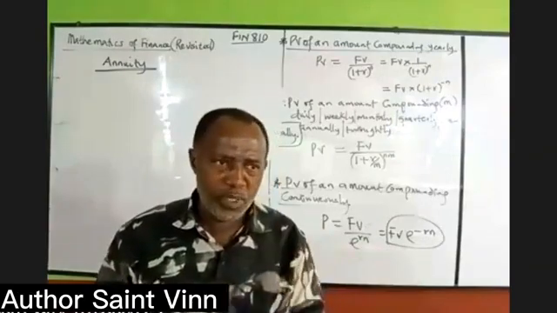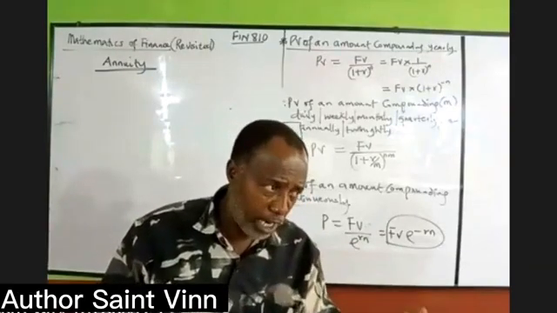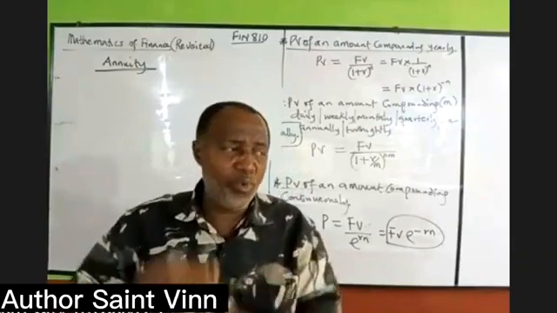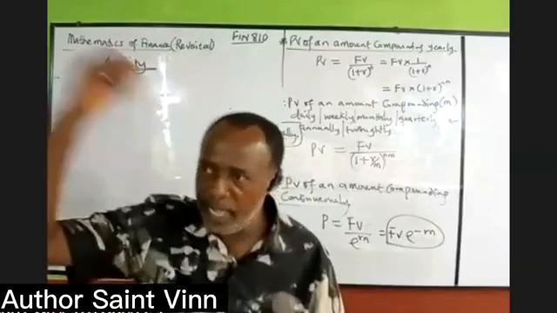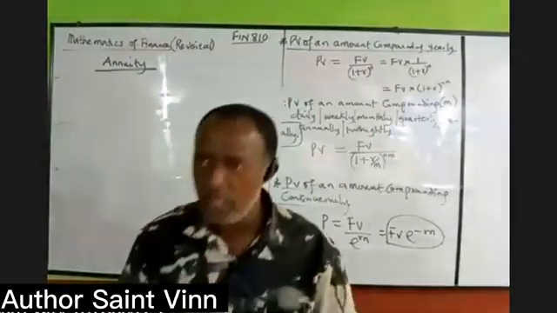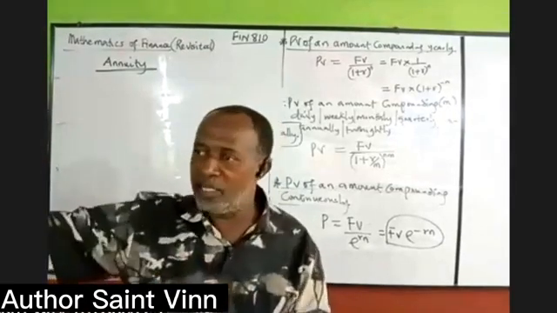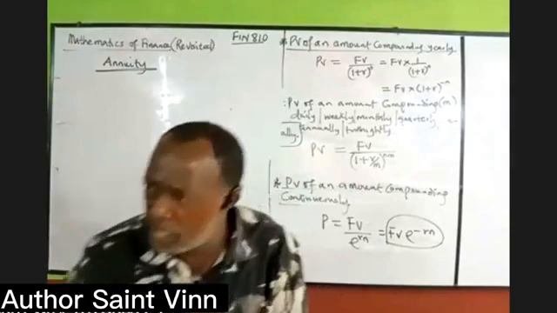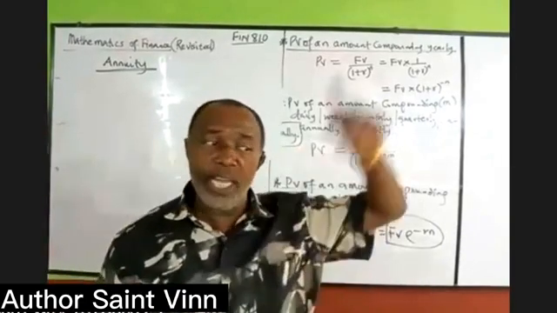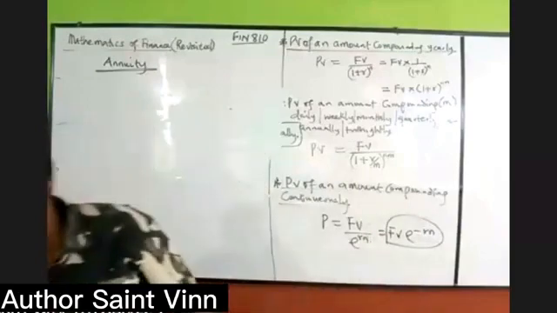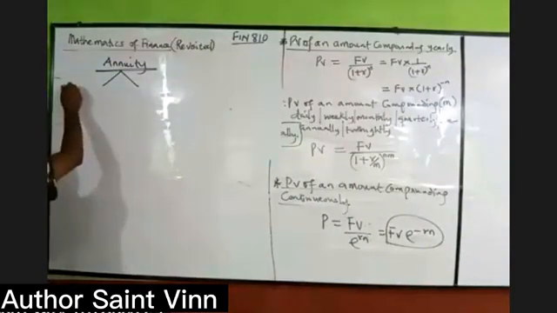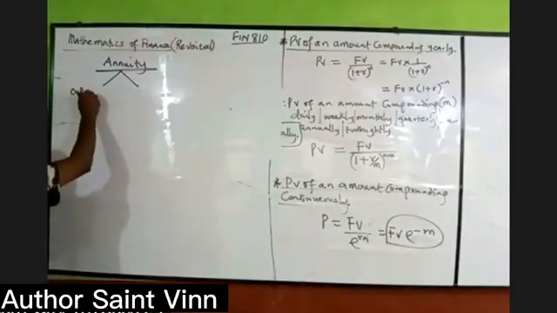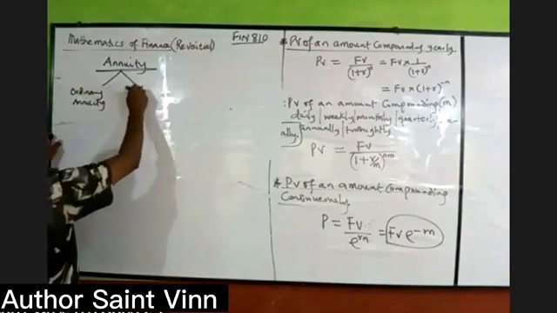Like if you check your past question, there's letter D there, pension fund. That's a very good one that talks about annuity. So when you pay a regular amount, this year you pay 10,000, next year 10,000, next year 10,000, like that. Some could pay at the beginning of the year, some could pay at the end of the year. So annuity is divided into two: we have ordinary annuity and annuity due.